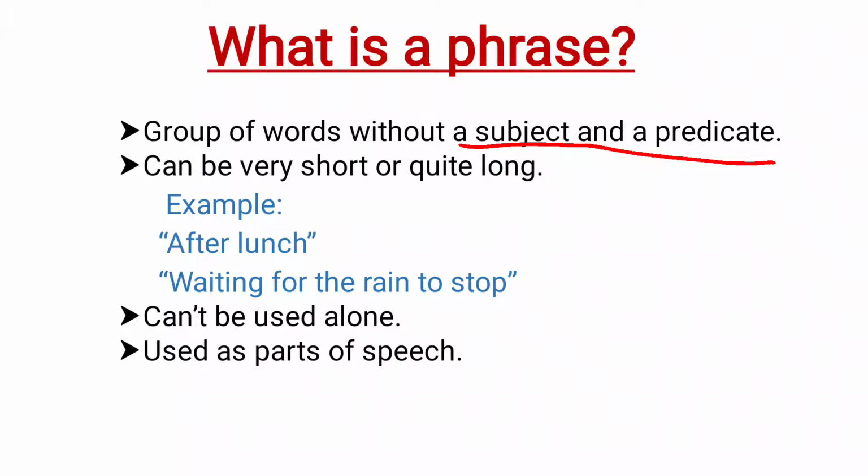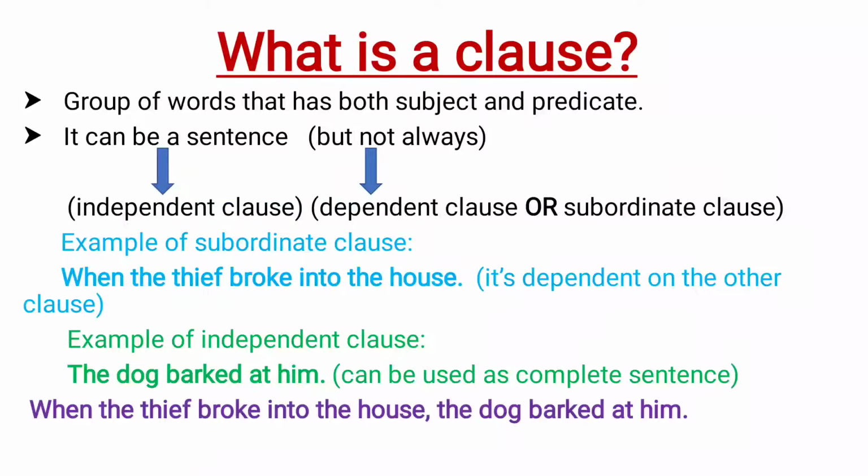Now let us understand it more clearly by understanding clauses. When we talk about clauses, they are groups of words that have both subject and predicate. Unlike phrases, a clause can sometimes act as a sentence. This type of clause is called an independent clause. And some clauses can't be used on their own, and these are called subordinate or dependent clauses because they need to be used with an independent clause to complete their meaning.